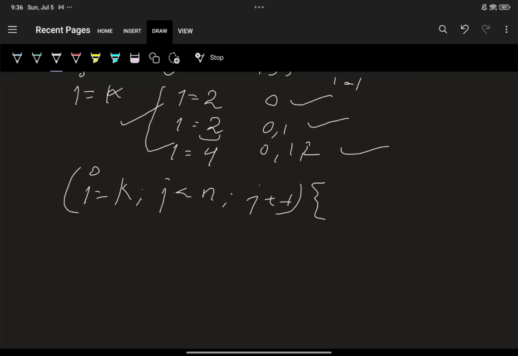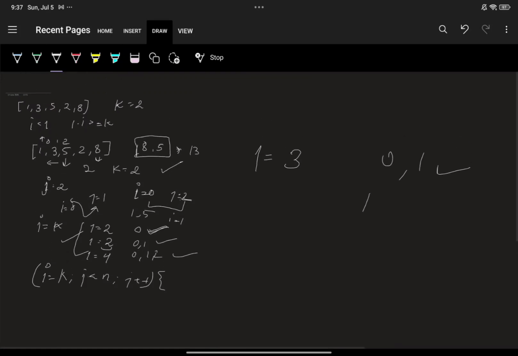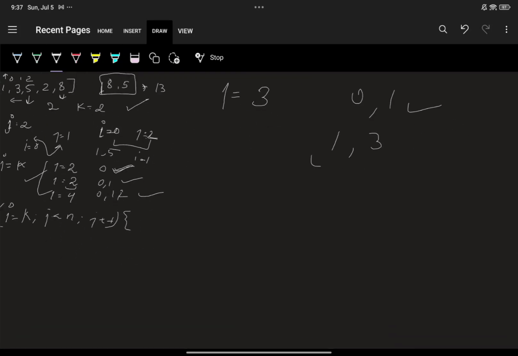Now, for making a pair, I have to take the maximum value, the best value among all of them. Like, if I take j equals 3, the valid index values can be 0 and 1, and the actual values will be 1 and 3. So the maximum among them is 3. So I have to take the maximum, right?